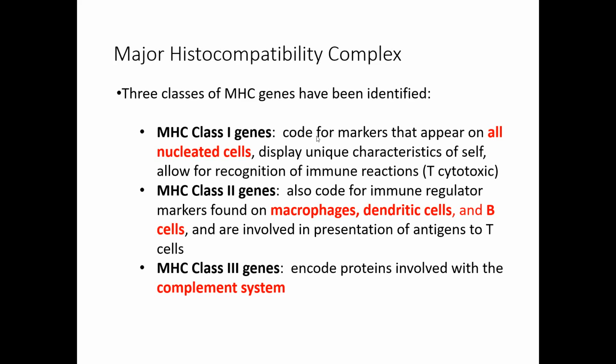MHC class 2 genes code for markers that are found for extracellular antigens, and those markers are found on macrophages, dendritic cells, and B cells. They present that extracellular antigen to the helper T cells to elicit an immune response against extracellular antigens. So the two we're going to talk about a lot are MHC class 1 for intracellular responses and MHC class 2 for extracellular responses, but there is an MHC class 3, and that's going to help elicit the complement system that we talked a little bit about in chapter 9.